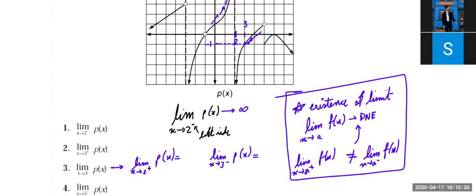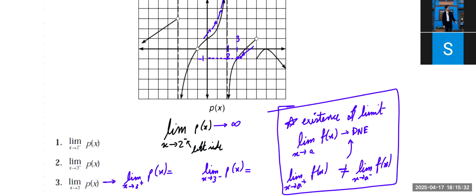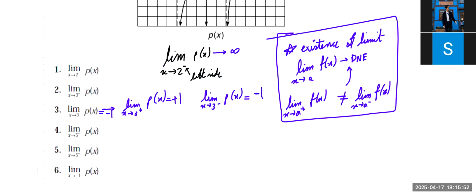So we already found the right side limit. It's -1. What about the left side limit? If I approach x equals 3 from the left side, what happens? That will also be -1. Exactly. If the right side limit and the left side limit are both -1, then this whole thing equals -1. Okay, that's the idea.